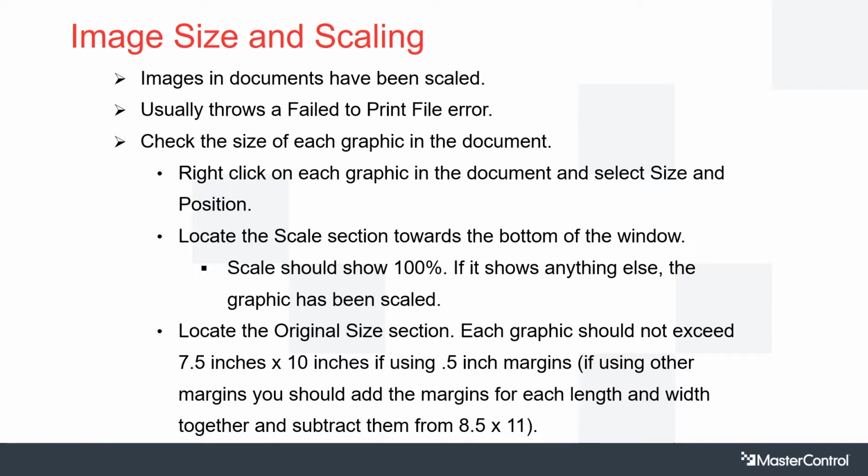Now, that's not necessarily a bad thing. You can scale documents, but the other thing you want to look at is the original size section. The original size section is going to show you what size that picture actually is. And each graphic shouldn't exceed 7.5 by 10 inches if you're using half-inch margins. So basically, you add up your margins, you're printing 8.5 by 11, and subtract your margins. If you're using other margins, then you would need to make that adjustment accordingly.